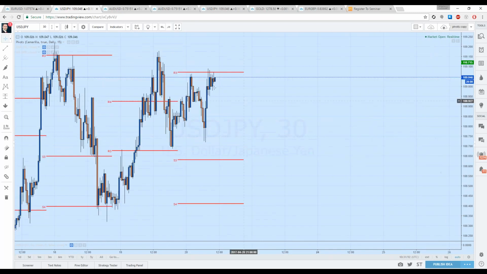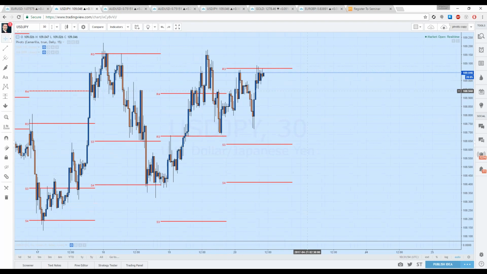This provides a retracement example similar to our Aussie dollar chart.